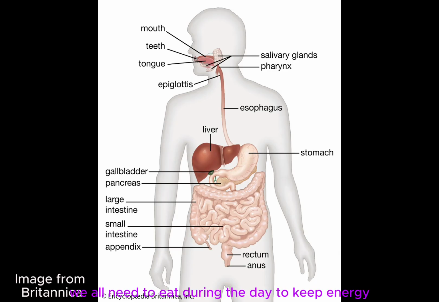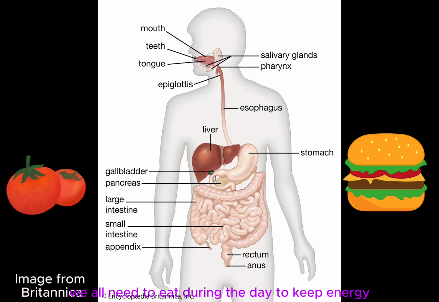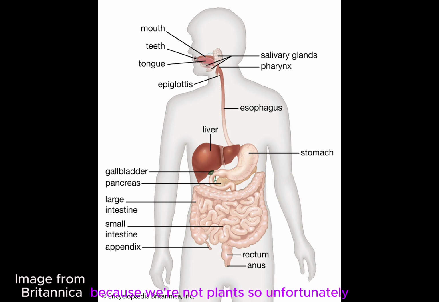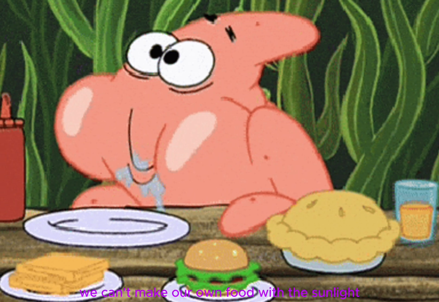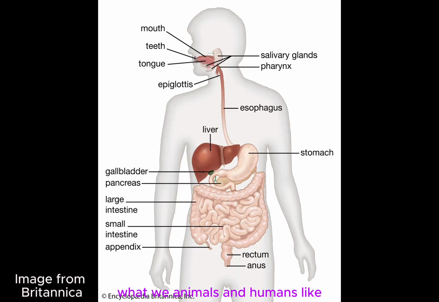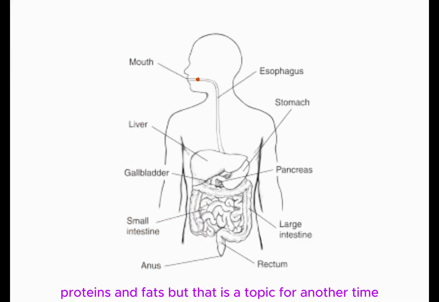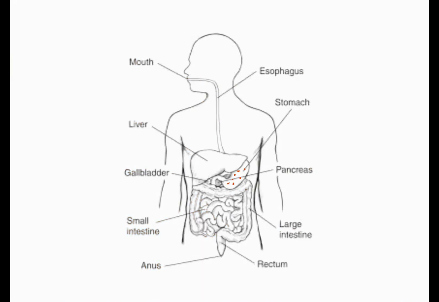As you all know, we all need to eat during the day to keep energy because we're not plants, so unfortunately, we can't make our own food with the sunlight. What we, animals and humans alike, do instead is consume food that contains big chunks of molecules that are referred to as macromolecules. In these macromolecules, you can identify stuff like carbohydrates or sugars, proteins and fats, but that is a topic for another time. Instead, let's talk about how the food is processed in the first place, and it is done so by digestion.